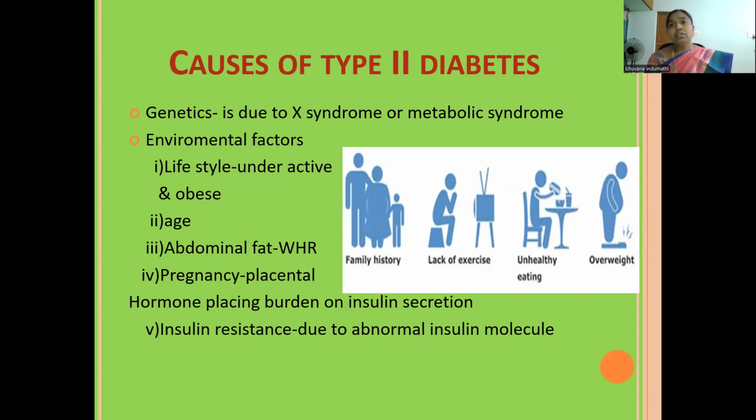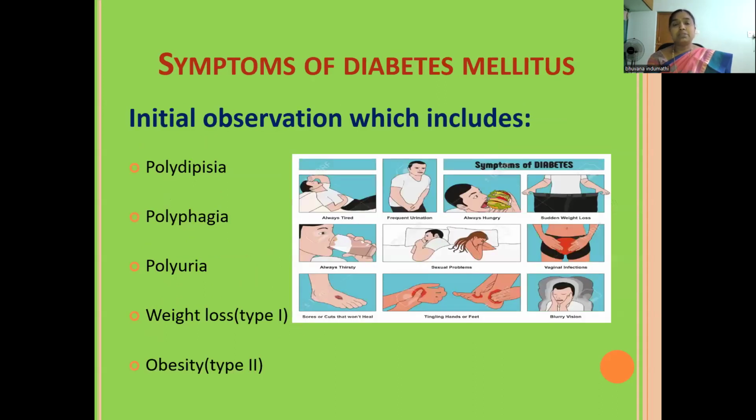Age can't be modified by time. And abdominal fat: again, obesity is the major causative factor in type 2 diabetes. In pregnancy, that is gestational diabetes, obesity, abdominal fat or the waist hip ratio is responsible for causing gestational diabetes. Placental hormone places a burden on insulin secretion, and insulin resistance due to an abnormal insulin molecule is also one of the reasons for type 2 diabetes mellitus.